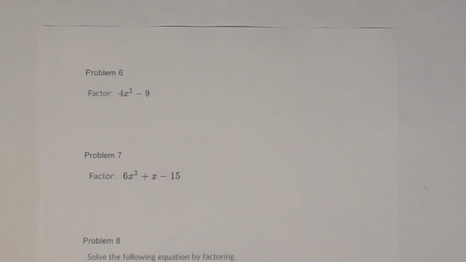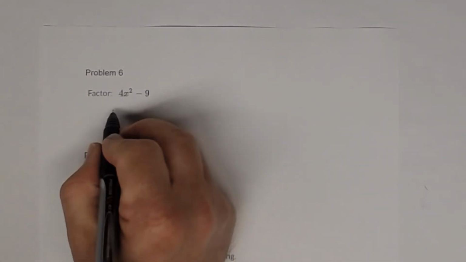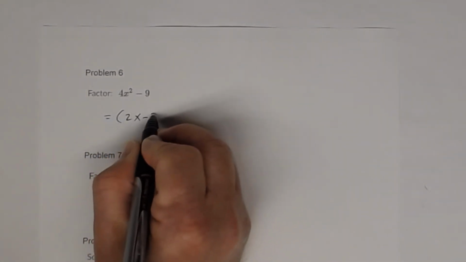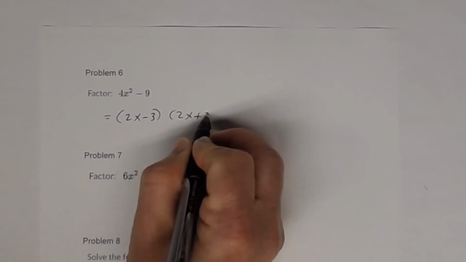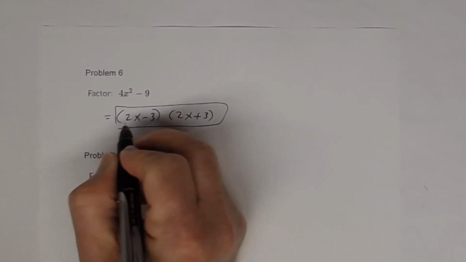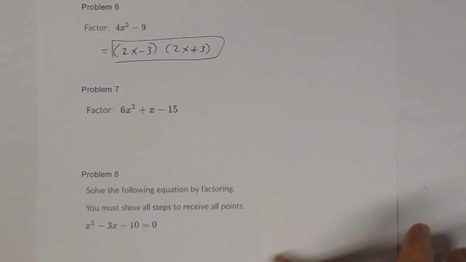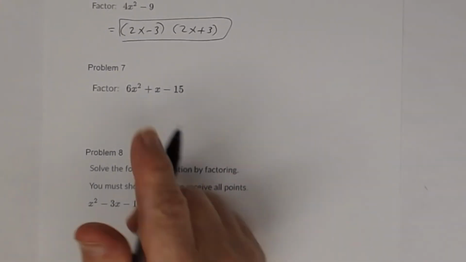Okay, number 6, you have to recognize that that's the difference of two squares. And so I can factor this as 2x minus 3 times 2x plus 3. So that was an easy one. That's a quick one. Number 7, you want to factor this trinomial.